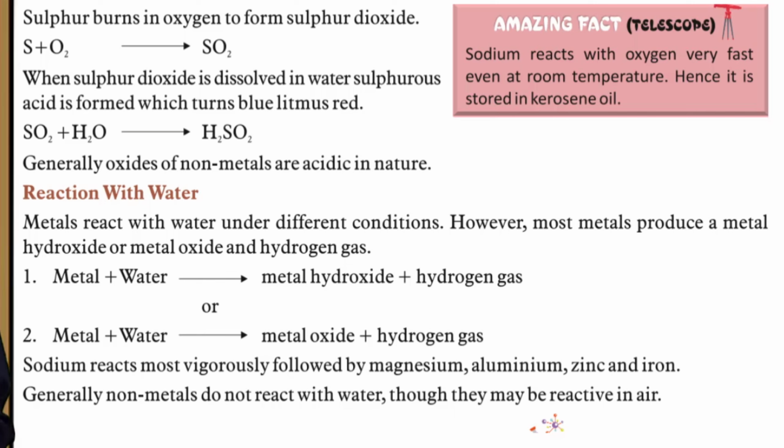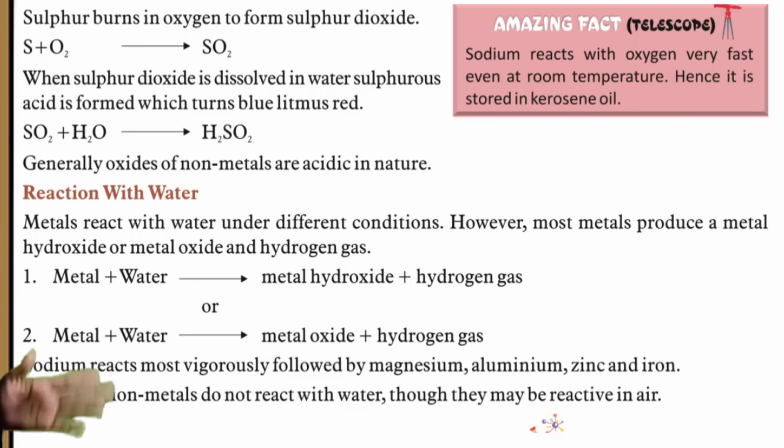When sulfur dioxide is dissolved in water, sulfurous acid is formed which turns blue litmus red. Now, here you can see the chemical formula: SO2 plus H2O will produce H2SO3, that is sulfur dioxide reacts with water to give us sulfurous acid. Now generally oxides of non-metals are acidic in nature.